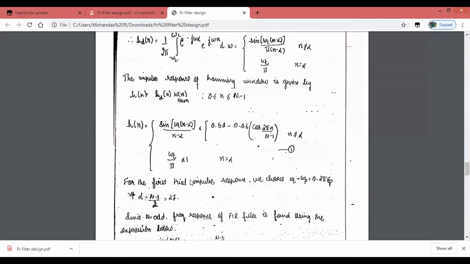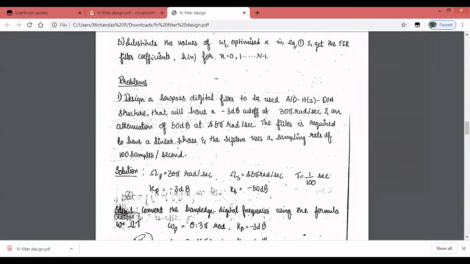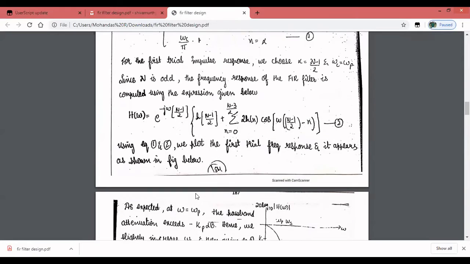Now what is the next thing we have to do? It is a trial and error procedure. We have to choose omega c for the passband with passband frequency values. So I have to select with the trial and error procedure. We start by choosing omega c equal to omega p. We can see this in the design procedure, which I will show you here.